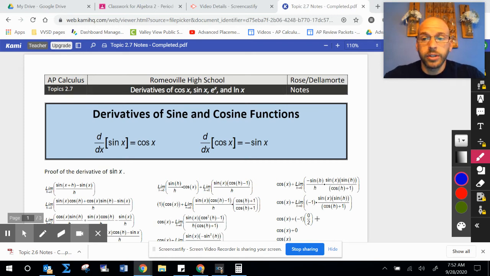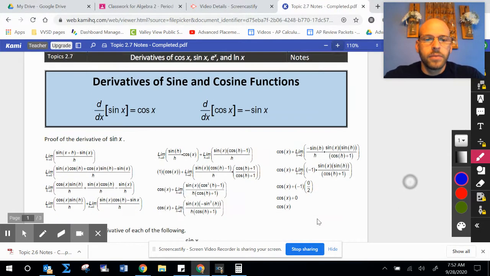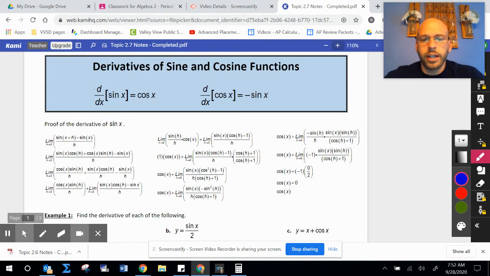Hello. Today we're going to talk about topic 2.7, derivatives of cosine, sine, e to the x, and natural log. And we actually will talk about derivatives of logs of a different base. So log base, some constant other than e, okay? So at the very top, we're going to start with sine and cosine.